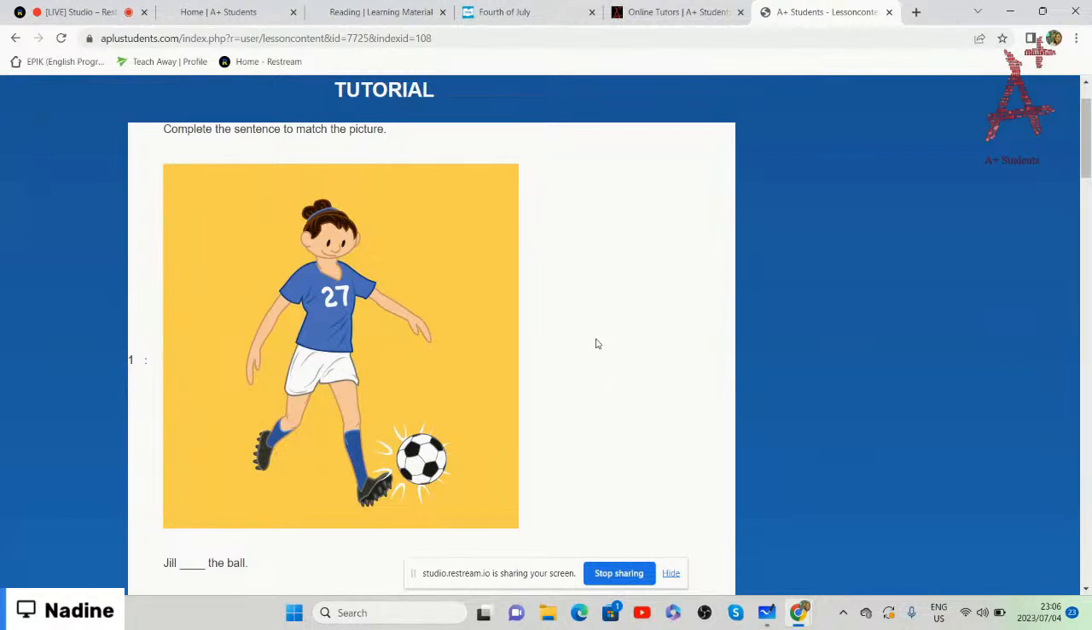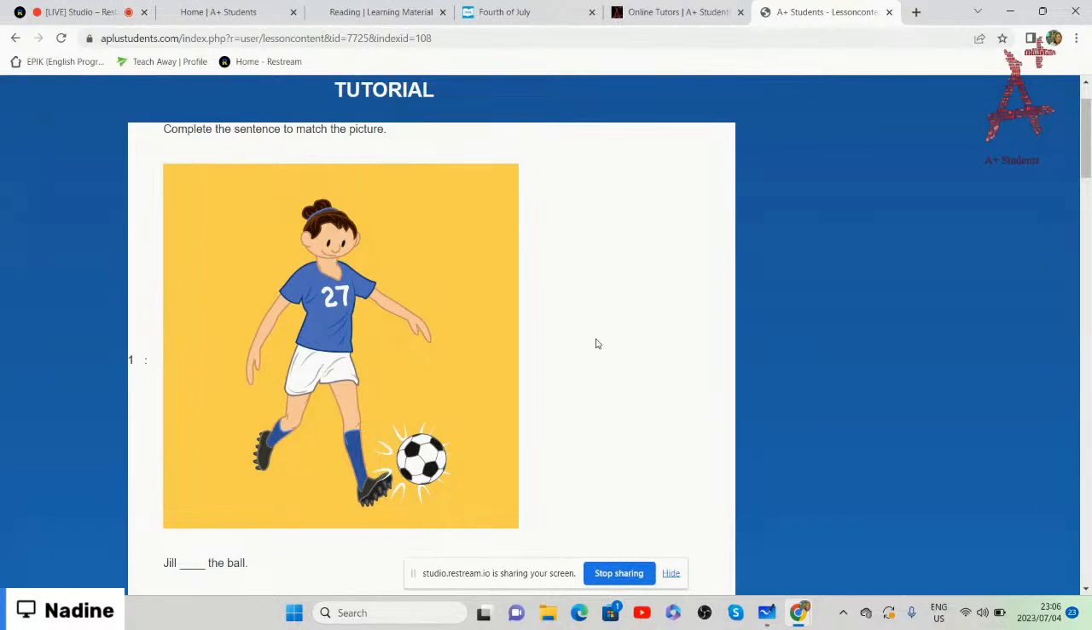So what do you think this person is doing? All right, so if you say that she's playing with a ball, then that is correct. Or if you say that she's kicking a ball, then that is also correct, right? So basically, you need to explain the action of whatever the girl is doing. So it's either she's playing with the ball, or you can say that she's kicking the ball.